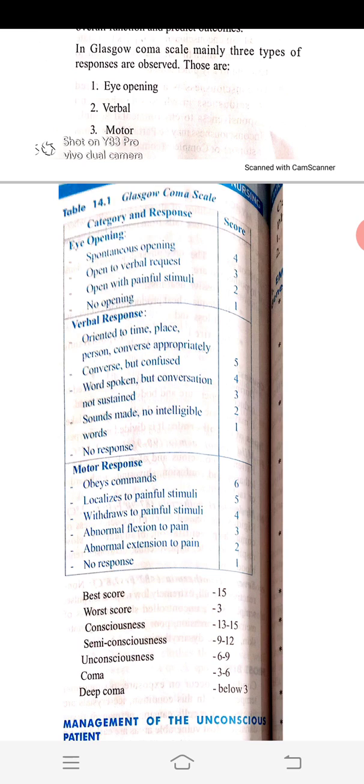Then the patient tries to avoid the painful stimuli and also pushes away the hand of the other person. Whatever the source of the painful stimulus, the patient will try to remove that person's hand, and so we know that the patient is aware of the area in which the painful stimulus is given, so we score 5 points.